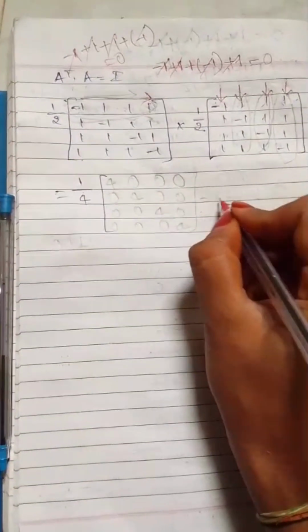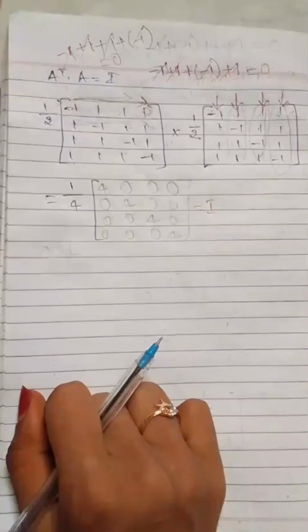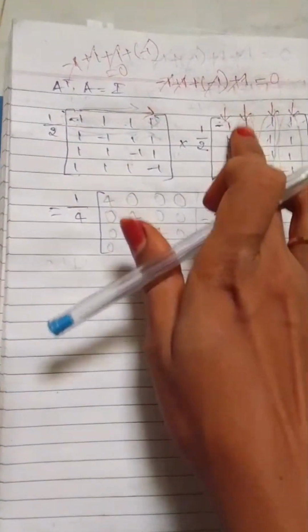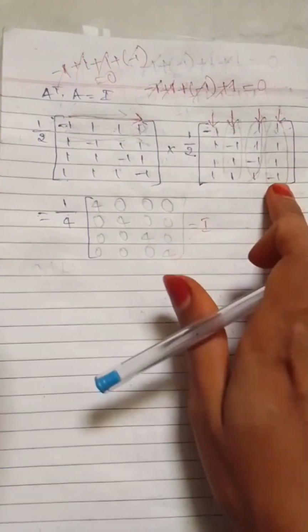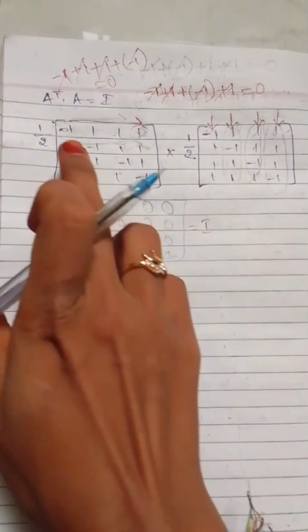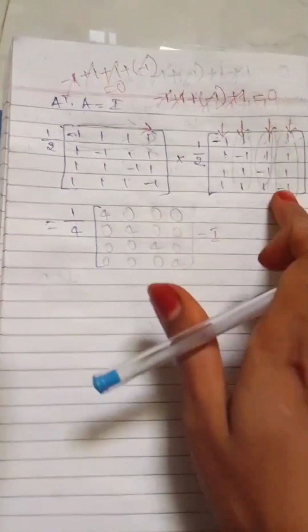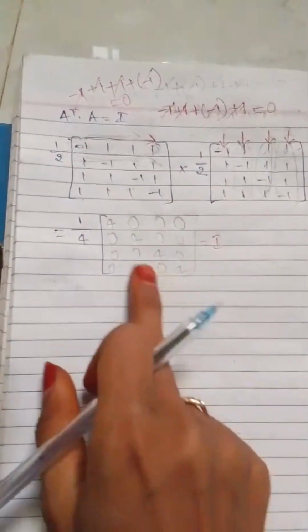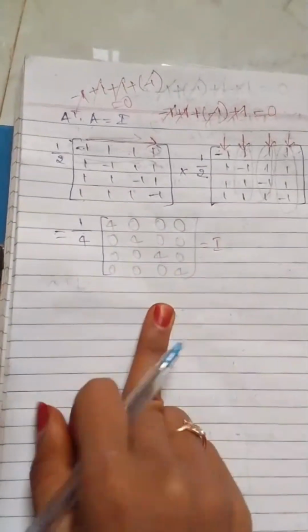This is an identical matrix. You got this step right? Very simple. First row, first column, first row, second column, first row, third column, and first row, fourth column. Then this row will be completed. Then for the second row, you have to take second row, first column, second row, second column, second row, third column, and second row, fourth column. Then the second row will be completed. Like this you have to do. Then only you will get this matrix.